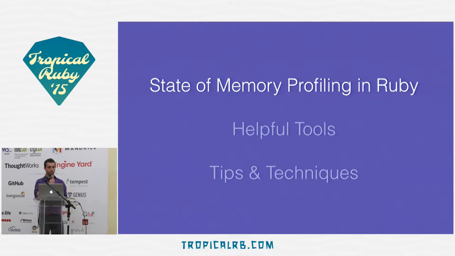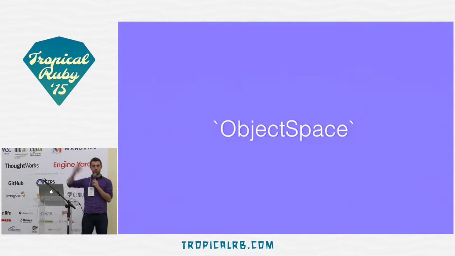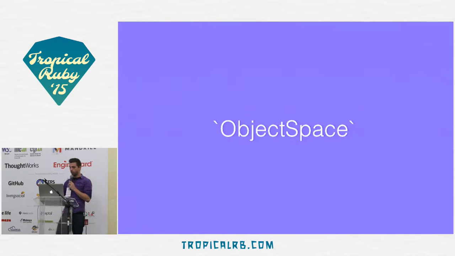So let's jump right in. The state of memory profiling in Ruby. Who's familiar with ObjectSpace? Just raise your hand. Okay. ObjectSpace is a collection of APIs that exist inside of Ruby that give you the ability to see what objects are currently live inside the VM.